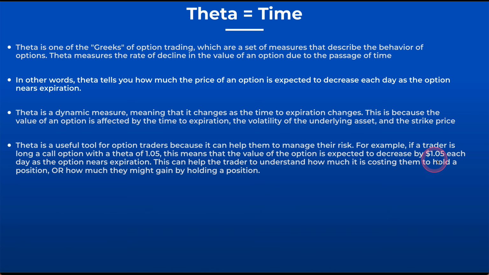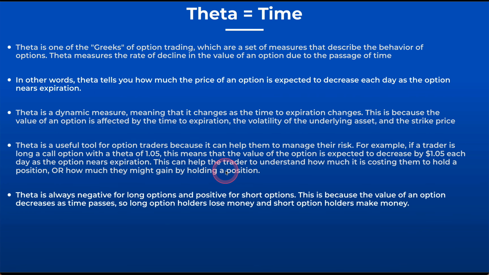Now, that number changes daily. It will accelerate, as we'll see here in a moment. But basically, it helps the trader understand how much a trade might be costing them to hold if they are short theta, or how much they might gain by holding a position if they're long theta. Again, we'll look at those factors in just a moment. Theta is always a negative number for long options and a positive number for short options. That's because the value of an option decreases as time passes. So long options holders will lose money, while short options holders will make money as theta changes.